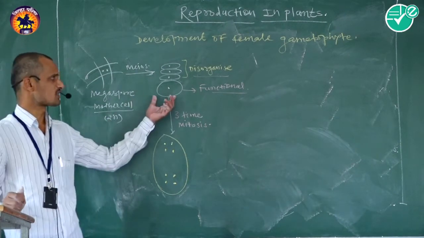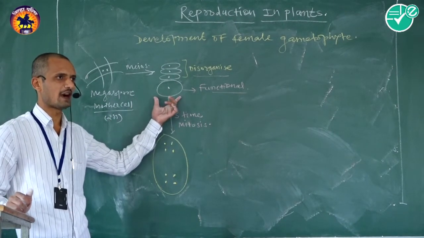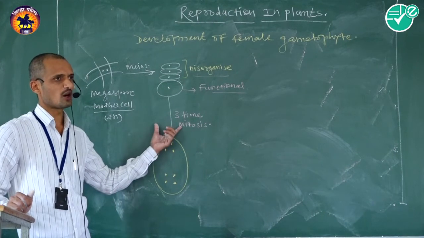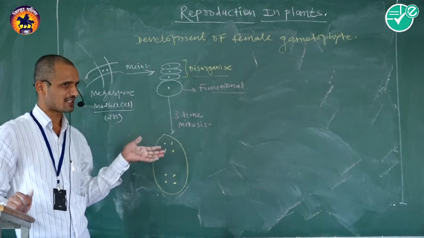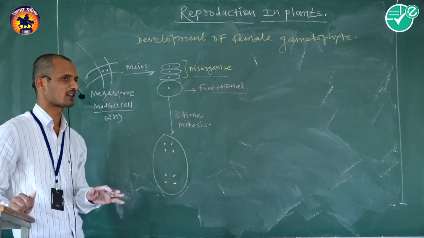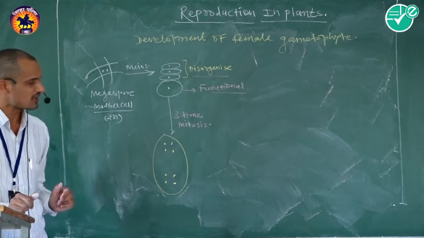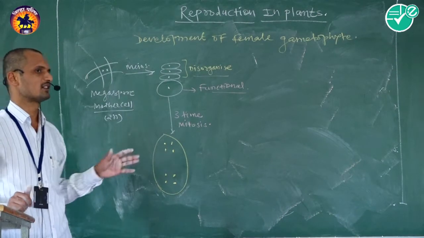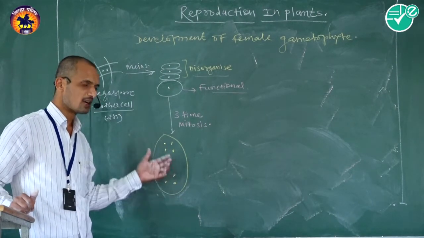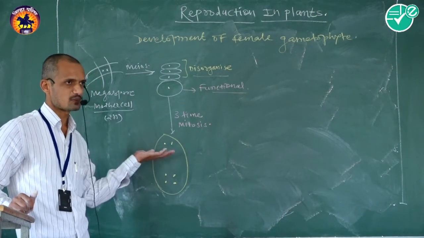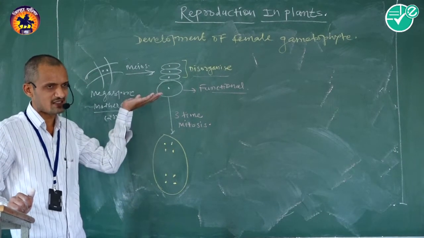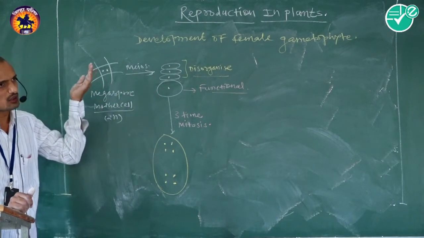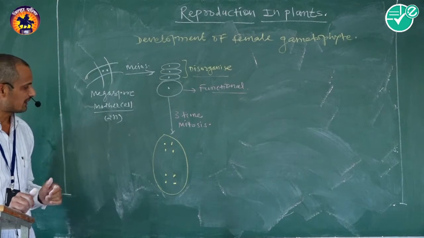During the first mitosis, the functional megaspore divides to form 2 daughter cells. Then these 2 daughter cells again divide mitotically to form 4 daughter cells, and these 4 daughter cells again divide mitotically to form 8 daughter cells. Of these 8 cells, 4 migrate towards the chalazal end and 4 migrate towards the micropylar end.